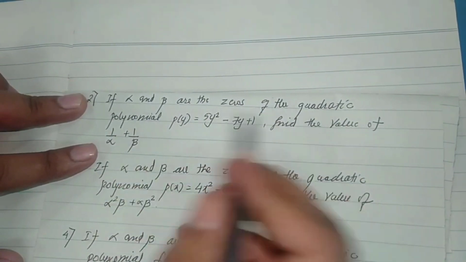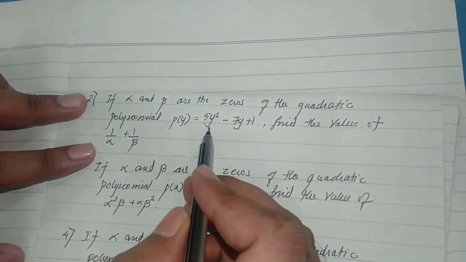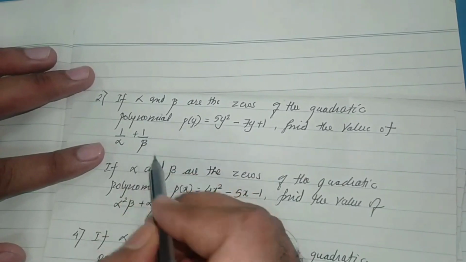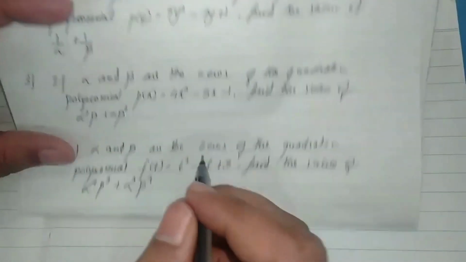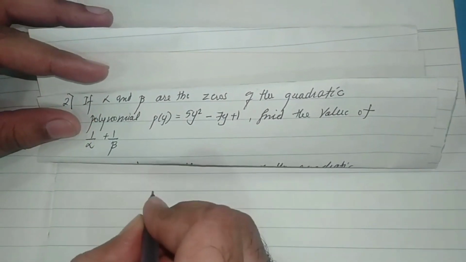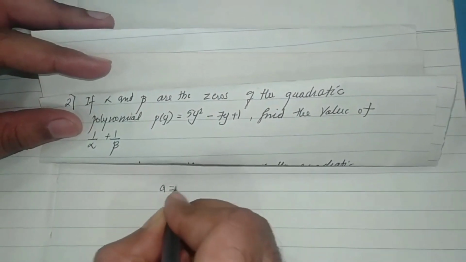अल्फा एंड बीटा आर द zeros of the given quadratic polynomial, the p of y, that is 5y square minus 7y plus 1. Find the value of 1 upon alpha plus 1 upon beta. That's very easy. मैं एकदम शॉर्ट में फटाफट आपको करके दिखाता हूँ. आई नो काफ़ी लोग को समझ में भी आ गया होगा कि कैसा करना है. इसको थोड़ा सा मैं फोल्ड कर देता हूँ क्योंकि फुल पेज स्क्रीन में नहीं आ रहा है. ओके, सो द वैल्यू ऑफ ए इज़ 5.